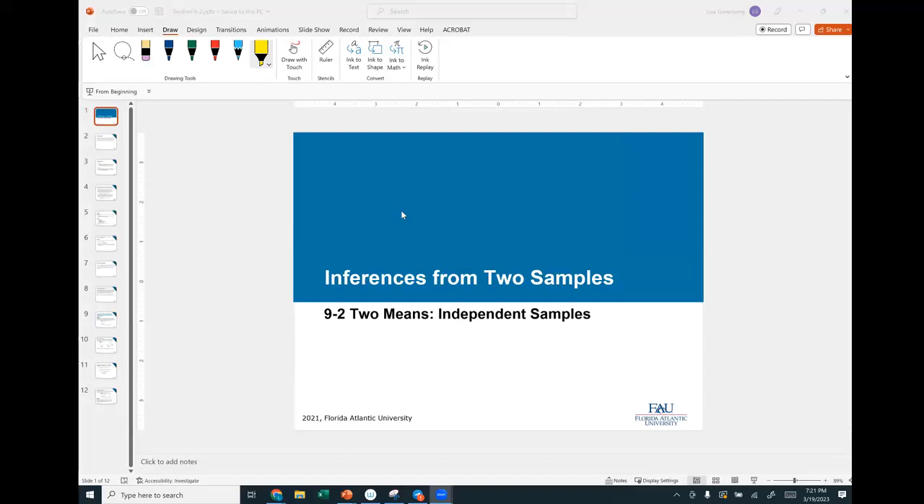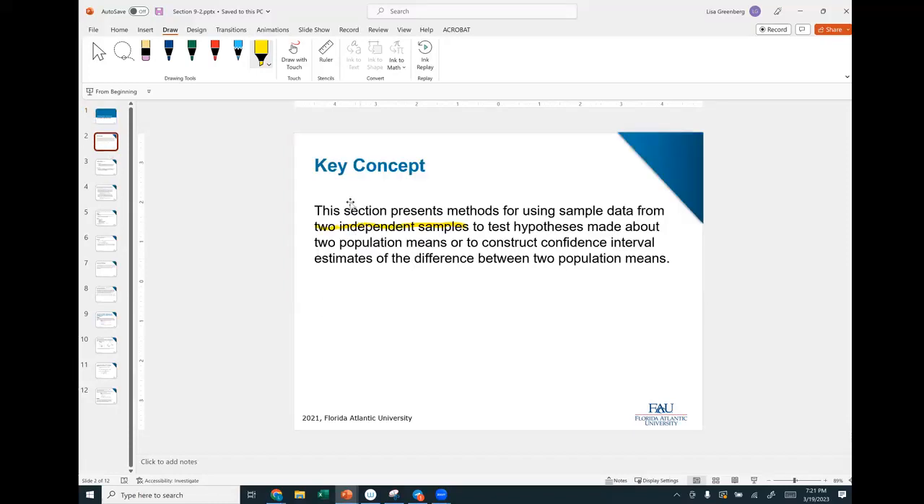So welcome to 9-2. We're going to talk about two means, two separate samples, comparing the two means, and the samples will be independent. So in this section presents methods for using sample data from two independent samples, being the important part. And we're going to use that to test hypotheses made about two population means, or we're also going to be able to construct confidence interval estimates of the difference between two population means.